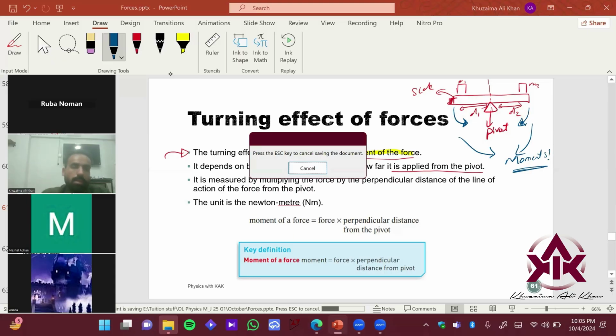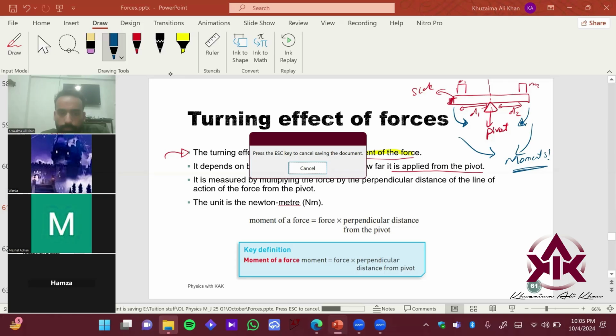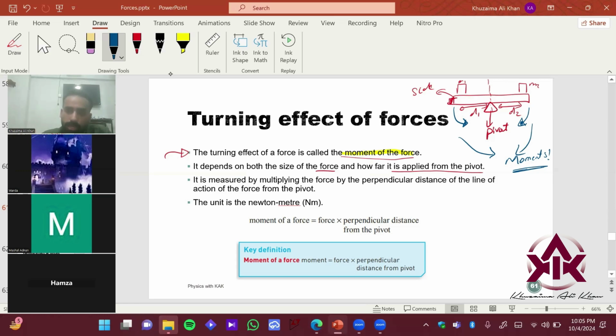Allah Hafiz. Okay, does this make sense? Yes. So now it depends upon two things, right? That is how far away it is from the pivot and what is the weight of the blocks. That means how much force are they applying, right? That is, what is weight one?